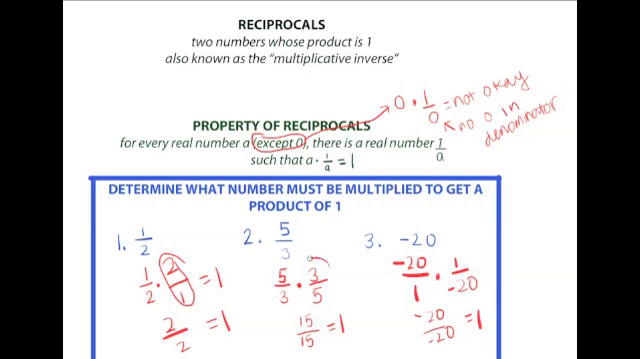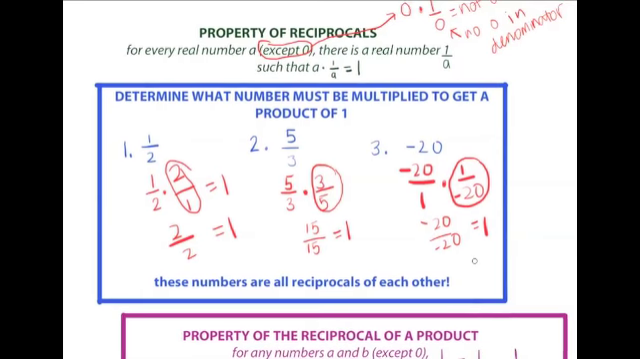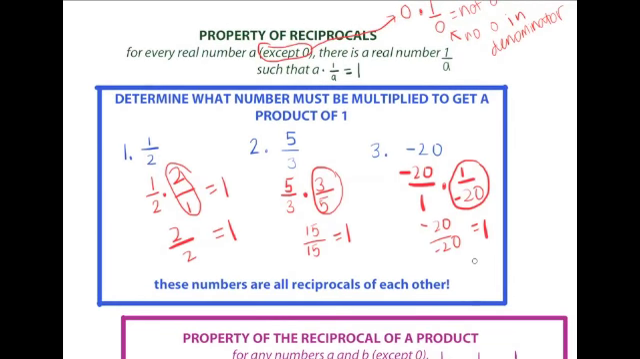In number 2, it'd be 3 over 5. And in number 3, it'd be 1 over negative 20. Okay, and that's what happens. And those numbers that I just circled there are the reciprocals of the 1, 2, and 3 problems.